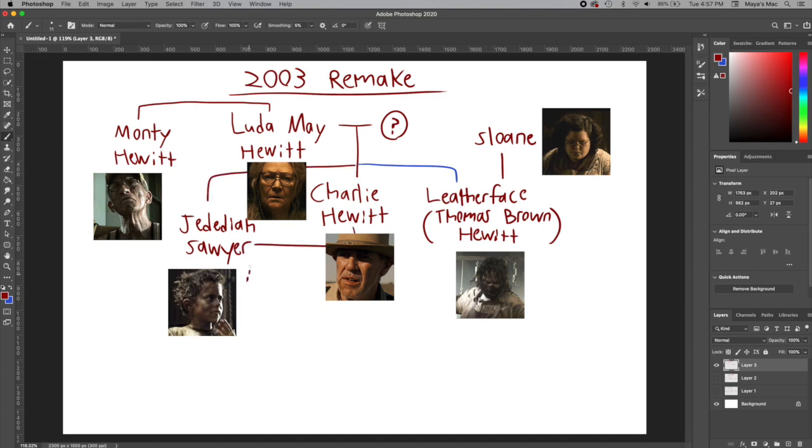It's not really explained how he's connected to the family. Maybe he's Charlie's brother, maybe he's Charlie's son, maybe he's Charlie's child with his mom, maybe he's the child of Luda Mae and her brother, who knows? This is a very incoherent family tree, but it's fine.